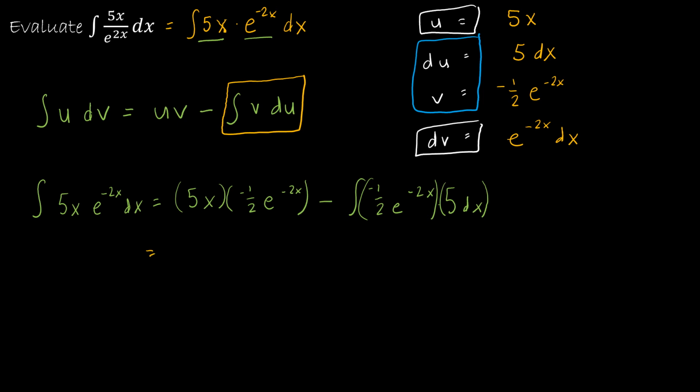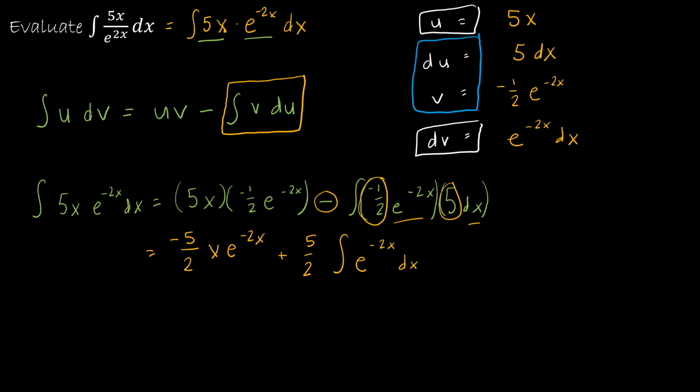The left-hand side, 5x times negative 1/2 e to the negative 2x, can be simplified fairly easily. Negative 5/2, don't forget your x, negative 5/2 x e to the negative 2x. And then before I integrate, I'm going to simplify by taking the minus on the outside, the negative 1/2, and the 5, and just smushing it all together on the outside. So negative 1/2 is positive 1/2 times 5, so that's positive 5/2, and then I'm going to integrate e to the negative 2x dx because that's what was left over.